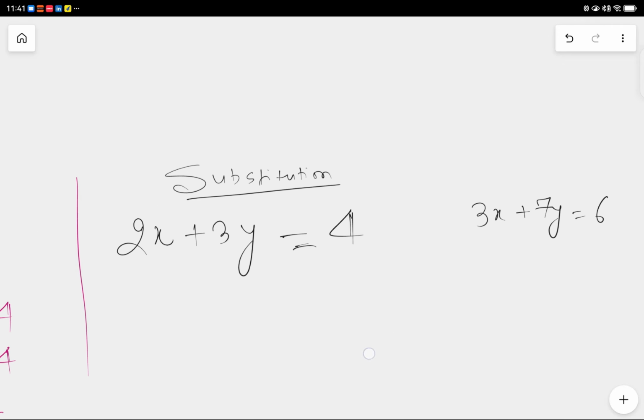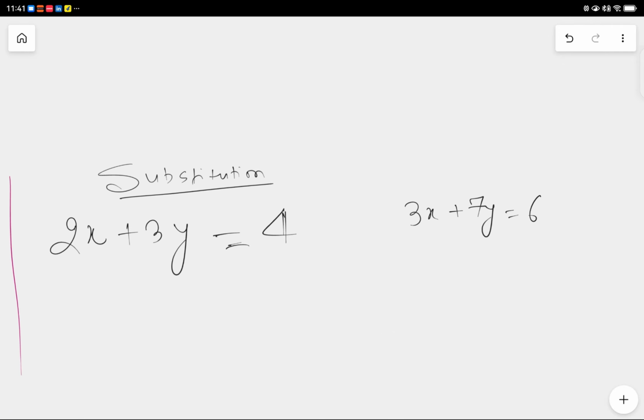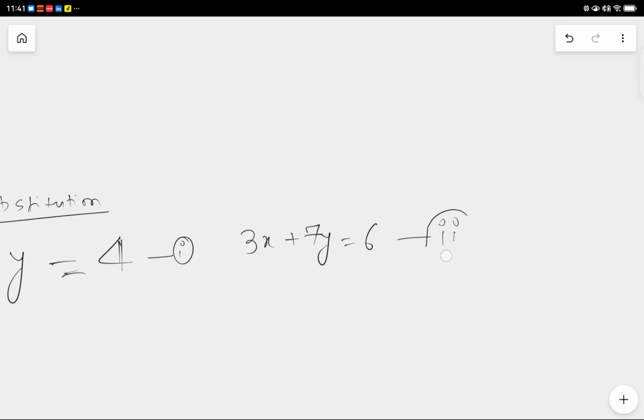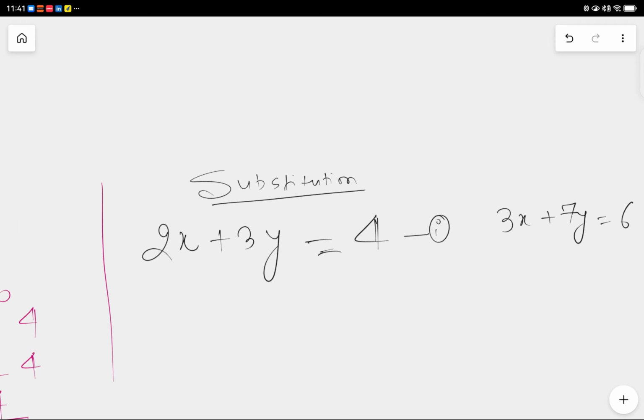Okay, the substitution says you can proceed with any one of the equations. This one is the first one, this one is the second one. You can proceed with any one of the equations and find the value of any one variable. So I will move the second variable to the other side and find the value of only one variable.